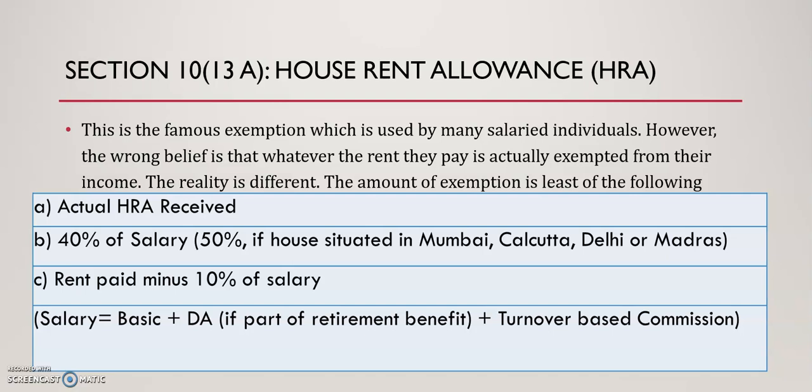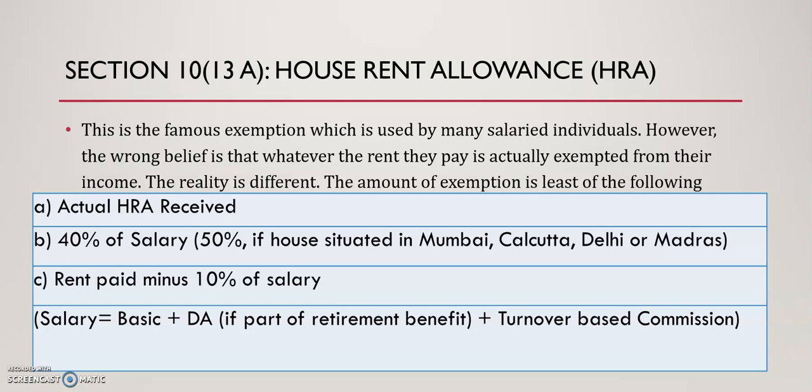Today we will cover section 10(13A) in this session, and this covers the house rent allowance. House rent allowance is one of the important sections for every salaried person to understand because it would save a large portion of the taxes. So what is HRA, house rent allowance? House rent allowance is a benefit which is given by the employer to the employee for his house rent expenses.